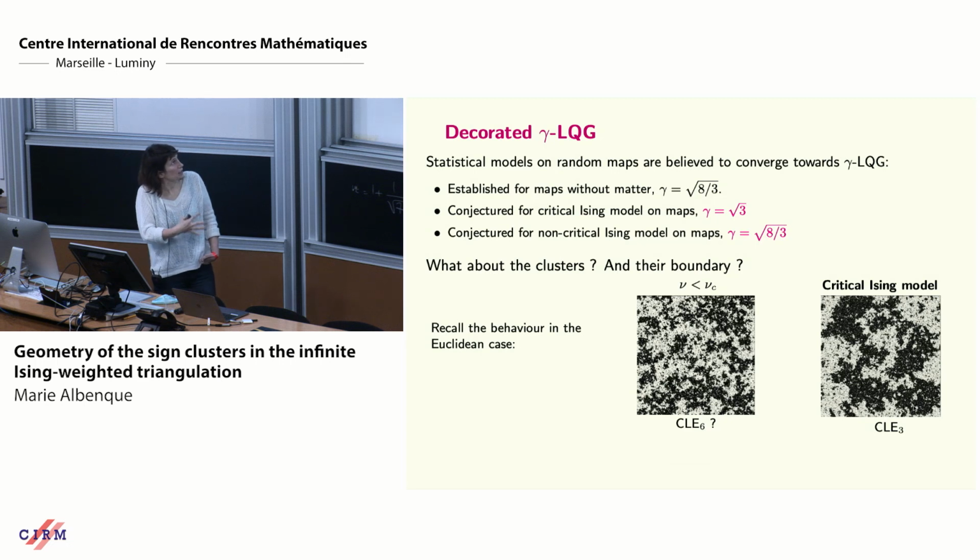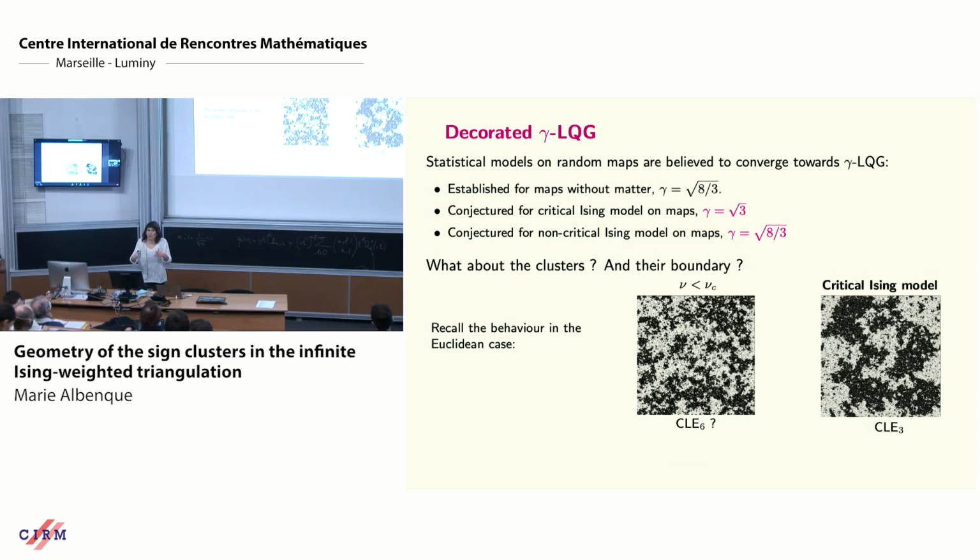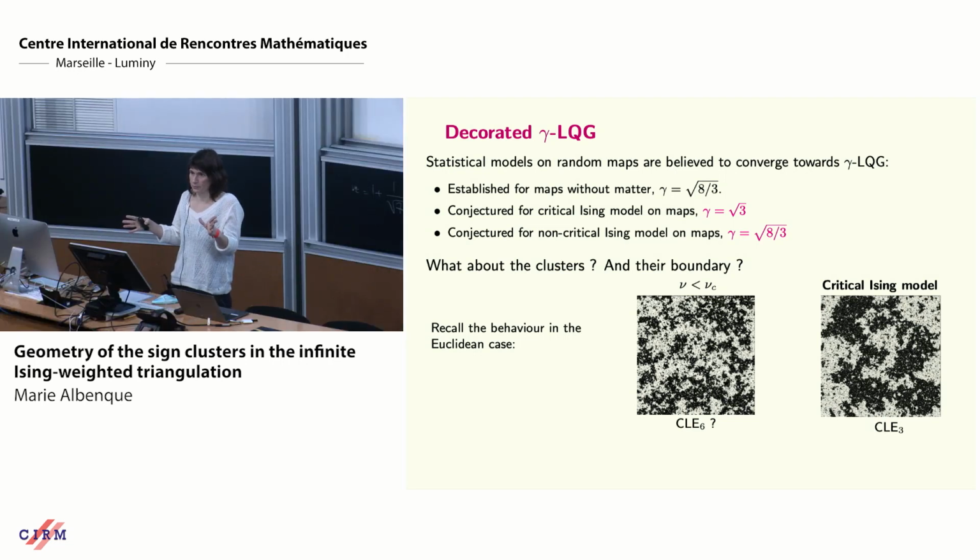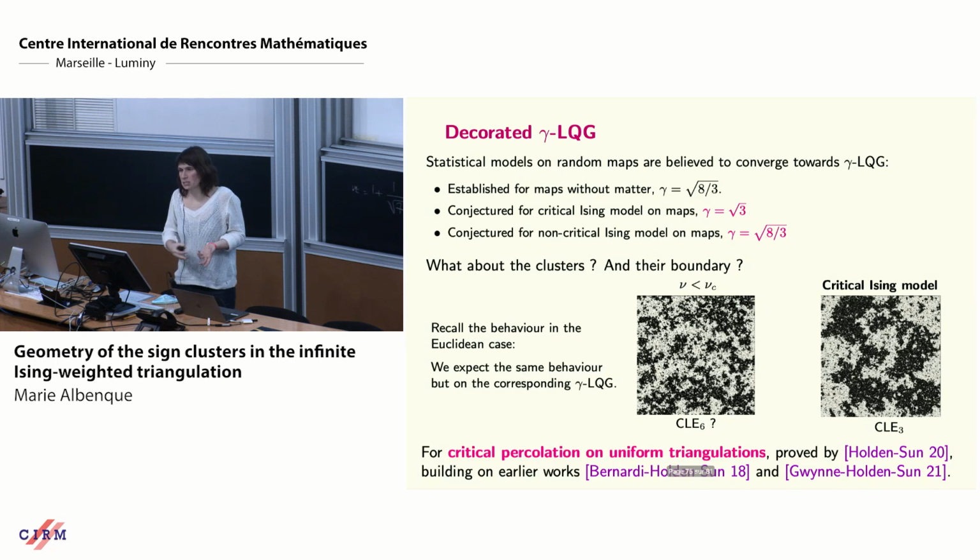You can also wonder, this is what the scaling limit should be, but what about the clusters? Can you see the clusters in the scaling limit? Can you see the interfaces of the clusters in the scaling limit? I told you at the very beginning of the talk that in the Euclidean setting, it was established, at least for critical percolation and for the critical Ising model, that you have CLE6 and CLE3. And we expect the same to hold for the quantum counterpart, for statistical physics models on random maps: you have the interfaces described by CLE6 and CLE3.